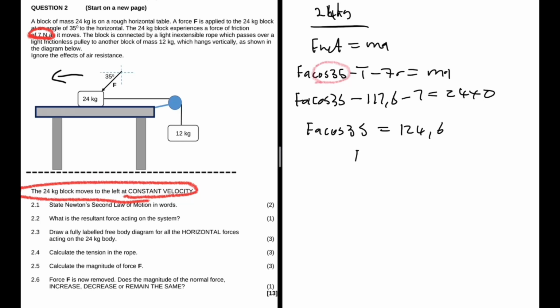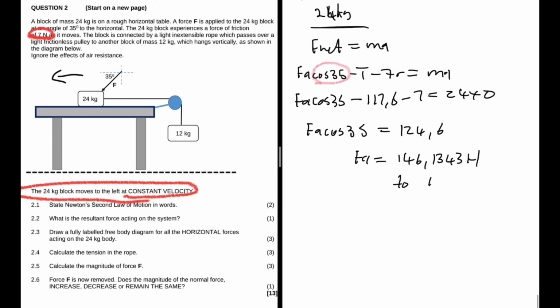We divide both sides by cos of 35. So 124.6 divided by cos of 35. So I'm getting a force applied here of 146.1343 newtons. Actually, it's not to the left, it's at an angle of 35 degrees, right? Plus, the question only needs us to find the magnitude of force F.